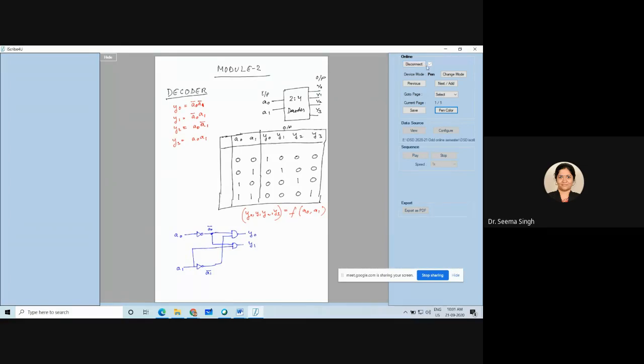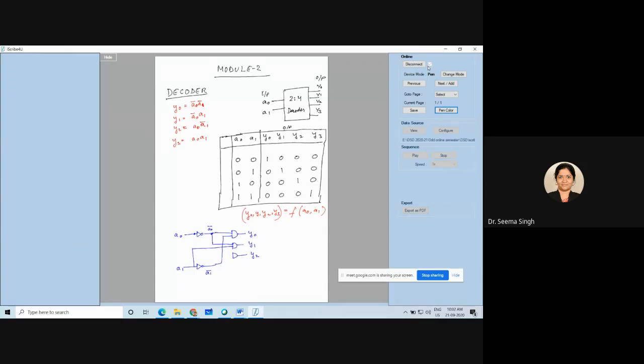So why am I making this circuit? Why am I not leaving it to you? Because this is your first type of circuit for your first application IC. Still, this is a general one. IC does not come for this. I will tell you about ICs also. Next is your Y2. Y2 is A0.